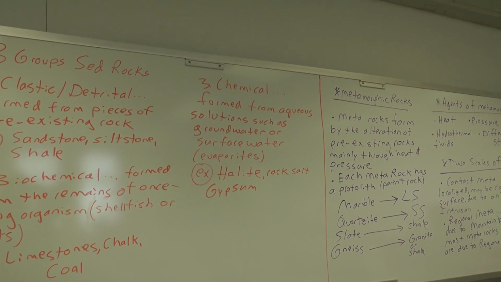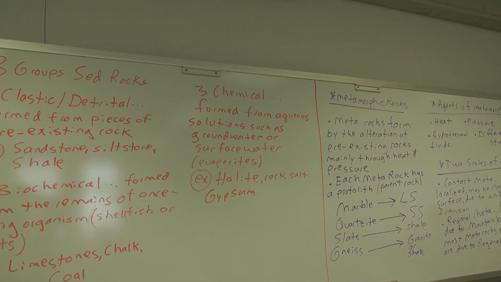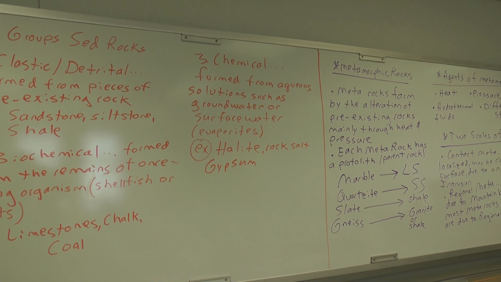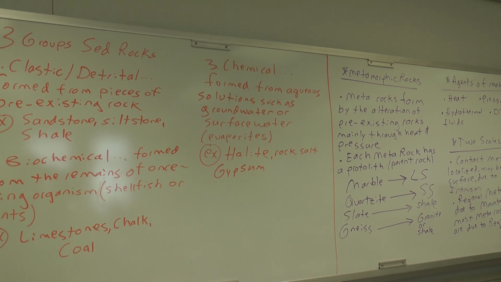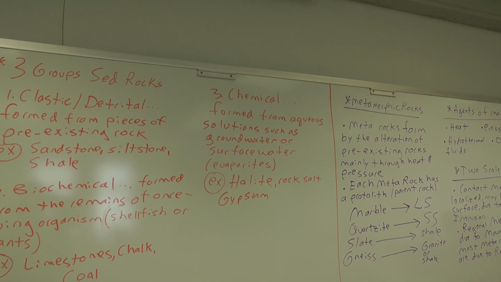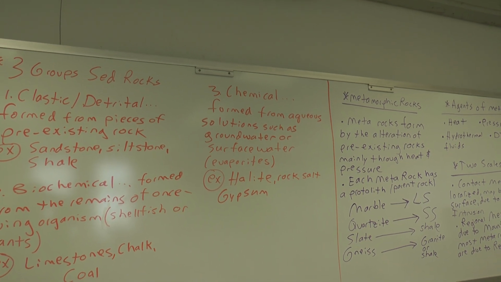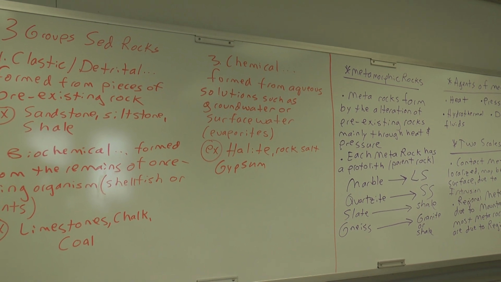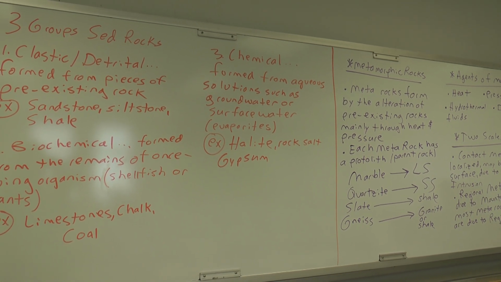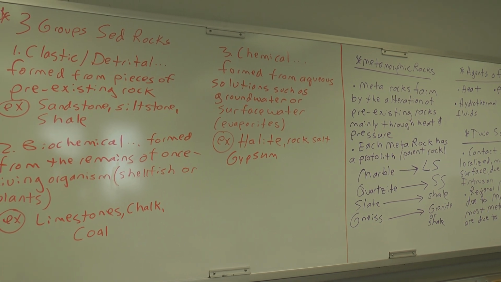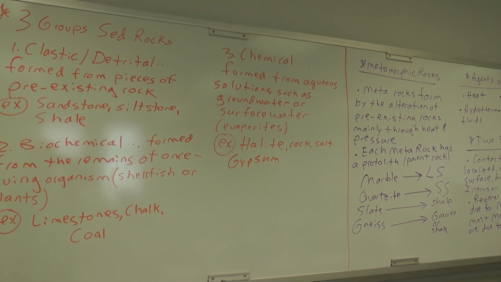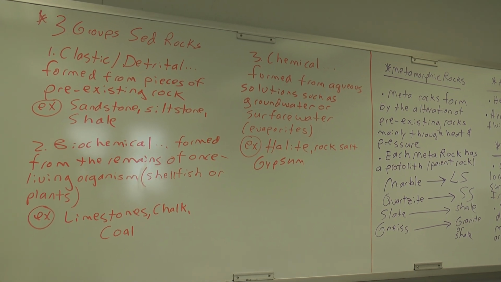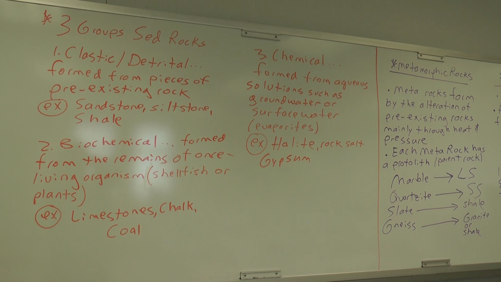Number 3, third type or group of sedimentary rock, chemical sedimentary rocks. These form from aqueous solutions, groundwater or surface water. In the case of surface water, we might refer to those sedimentary rocks as evaporites, so they are comprised of evaporite minerals. Some examples here would be halite, which is the mineral name basically for salt, sodium chloride. If it's in rock form, we call it rock salt, I should say. And then gypsum is another example of a chemical sedimentary rock.